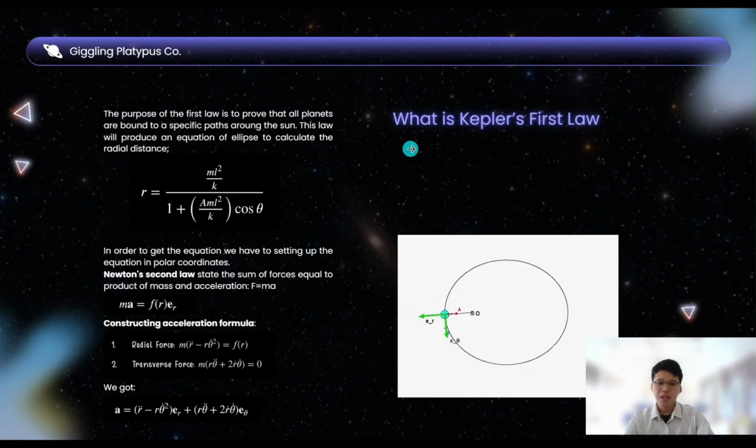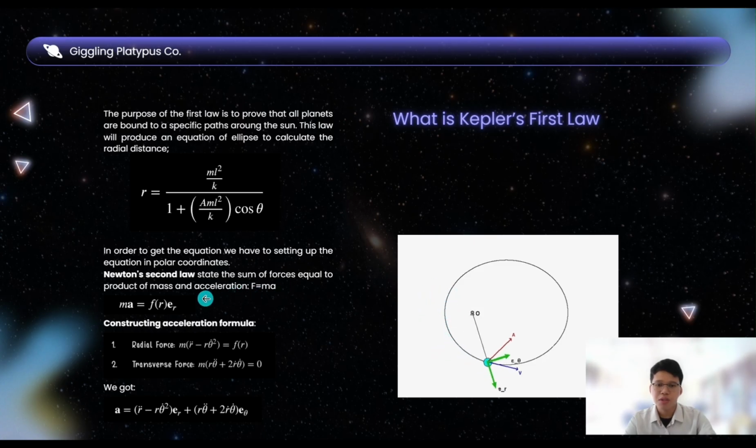So, what is Kepler's first law? The first law states that all planets move around the sun in elliptical orbits instead of a perfect circle. Using this statement, we can obtain an ellipse equation to calculate the radial distance. Firstly, to get the equation, we must use Newton's second law, which states that the force acting upon an object is proportional to the product of mass and acceleration. Hence, we get F equal to ma.